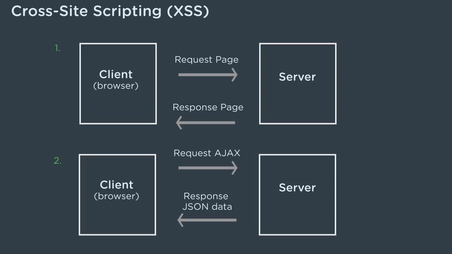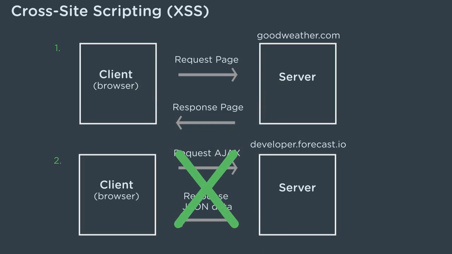If we had our app hosted on goodweather.com, once the index page was loaded, we could technically use AJAX to access weather data from developer.forecast.io. However, due to the aforementioned problems with XSS, web browser vendors like Google, Firefox, and Microsoft decided to disable the ability to allow cross-site script access, which means if your page loaded from one domain, it would not be able to make AJAX calls to another domain.